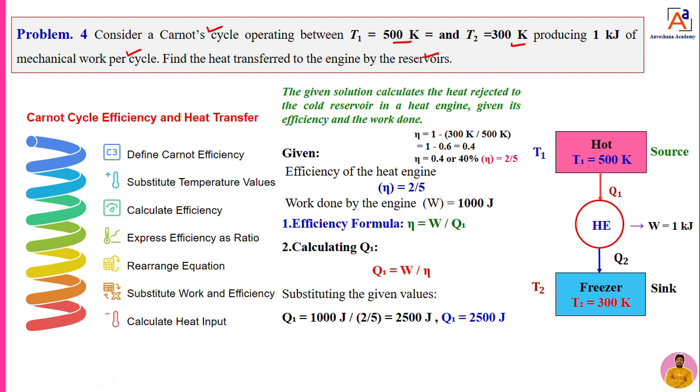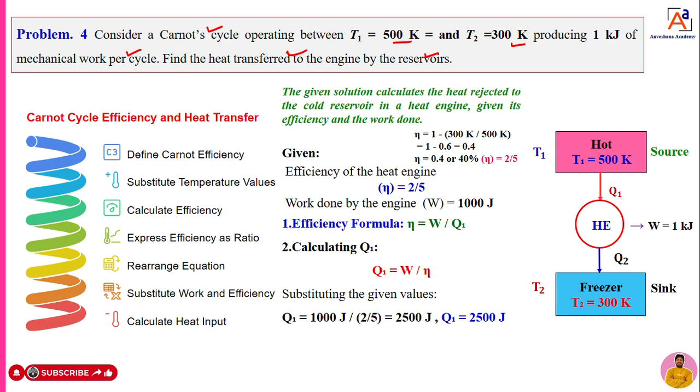This is the problem. So what actually is the problem? The problem is related to a Carnot engine or a Carnot cycle, and the Carnot cycle works between two temperatures, that is T1 is equal to 500 Kelvin, T2 is equal to 300 Kelvin, and it is going to produce 1 kilojoules of mechanical work per cycle. So if it is so, some amount of heat should get rejected. That heat rejection we need to calculate here.